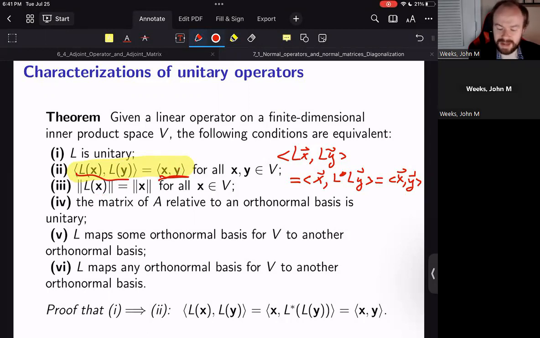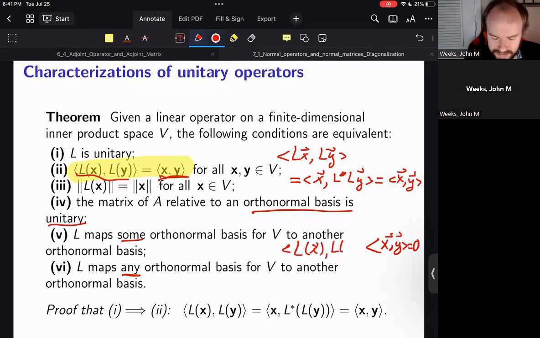The matrix of A relative to an orthonormal basis is unitary. We've discussed how we can write these operators in terms of their matrices and carry over their properties. L maps orthonormal bases to other orthonormal bases, right? In fact, this does it for some or any. These things are equivalent because, take a look at this, if x and y have an inner product of 0, then that means that L of x comma L of y is also going to be equal to 0 because these two things are equal.